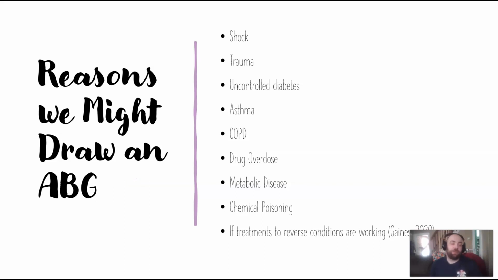So reasons why you might draw an ABG: shock, trauma, uncontrolled diabetes, asthma, COPD, drug overdose, metabolic disease, chemical poisoning, and we draw them to see if the treatments to reverse these conditions are actually working.